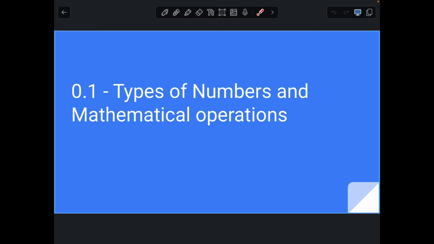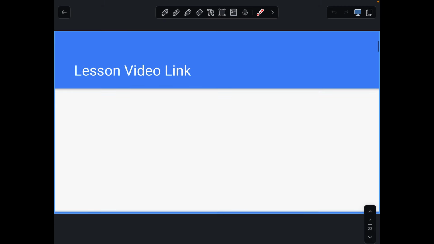We're going to do a chapter 0. Chapter 0 is mostly going to cover some algebra review, things that you should have learned last year, and things that will come up very soon in chapter 1. So I chose specific things to put into this chapter 0, knowing that they would come up during chapter 1. Okay, so today for lesson 0.1, we're going to just do an overview, types of numbers, and mathematical operations.